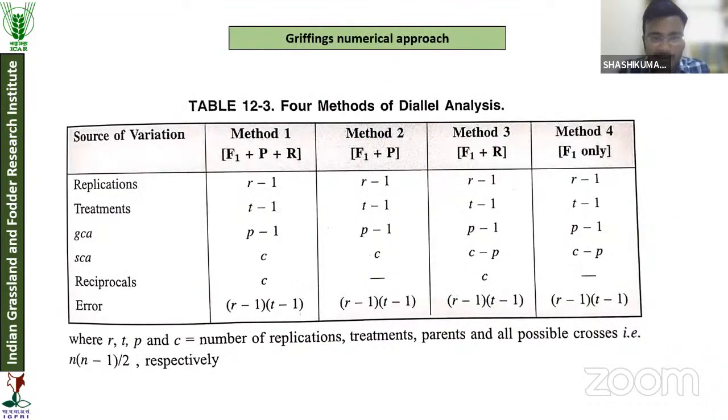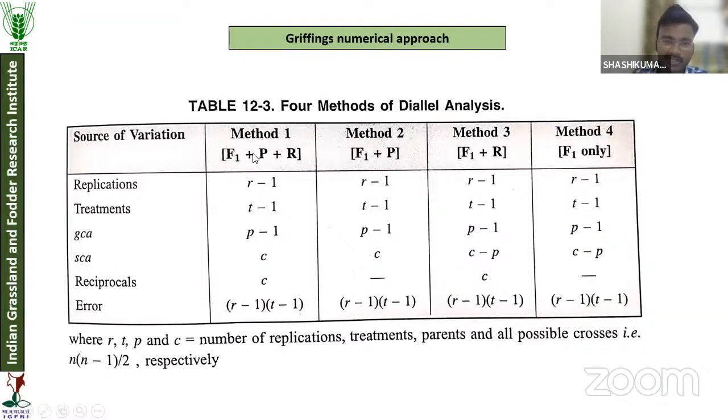Then Griffing's numerical approach. There are four methods in this. It is mainly based on using F1, and when you use it for analysis, F1 is used, parents are also used, and reciprocal crosses are also used.